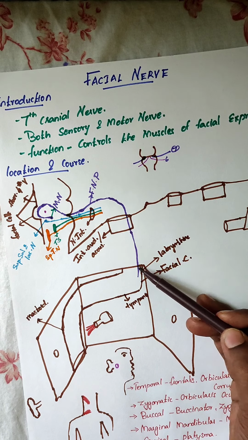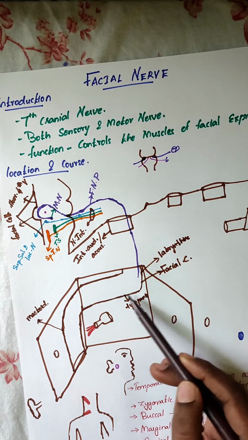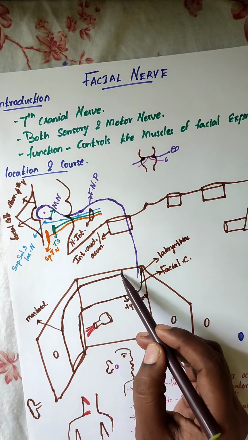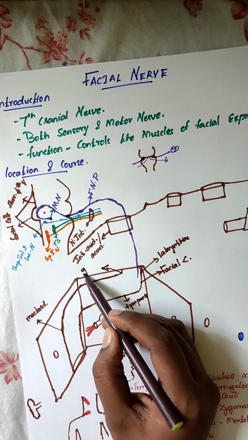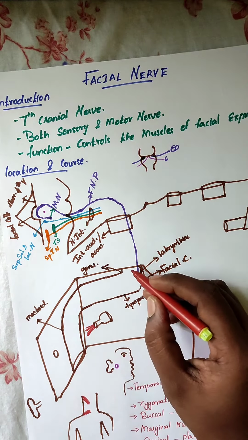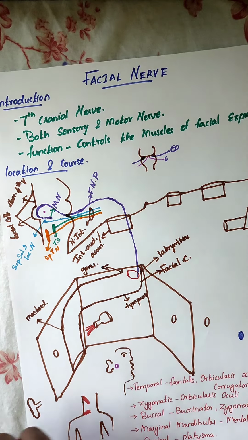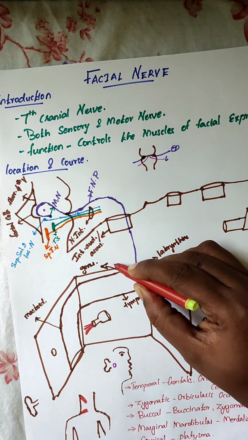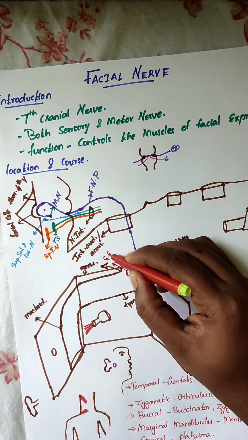Between the labyrinthine segment and the tympanic segment there is a curve or a bend which is known as the genu, and in the genu there is a ganglion. It is known as the geniculate ganglion.